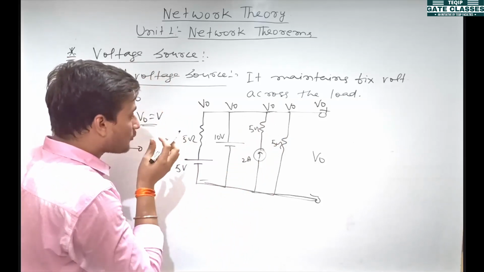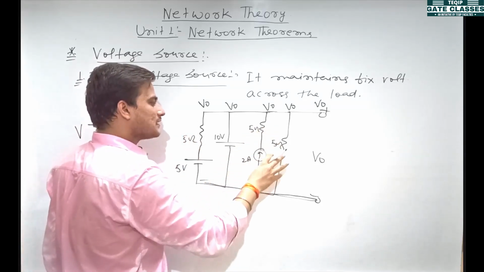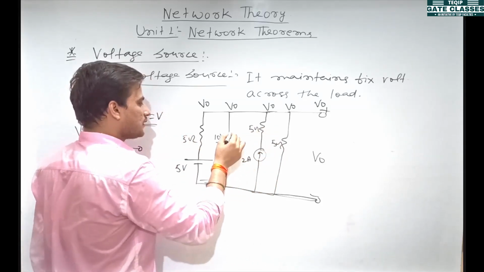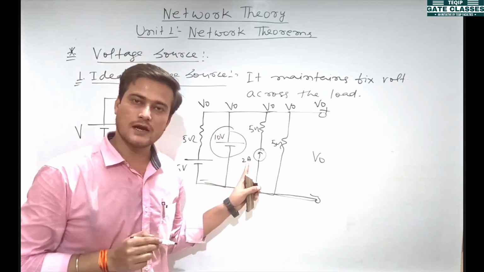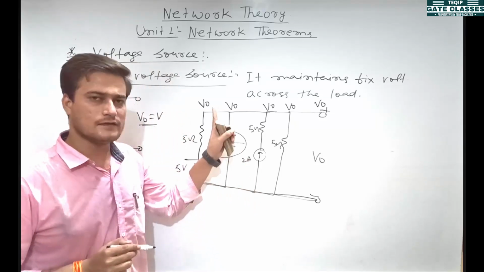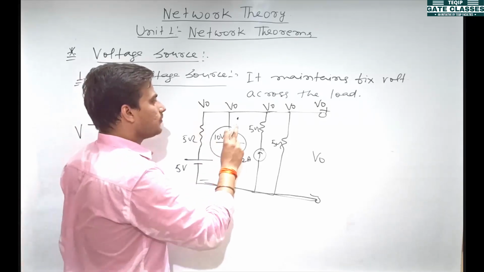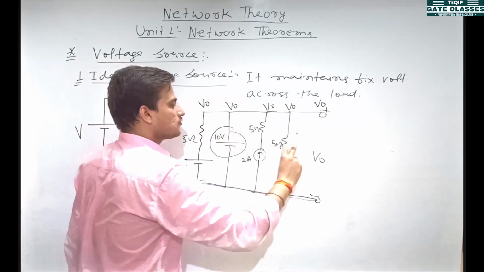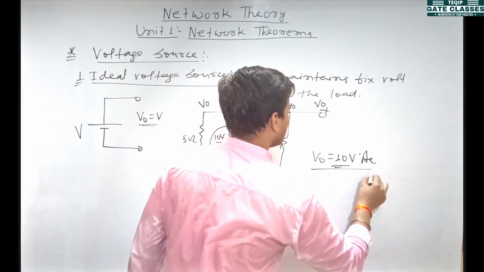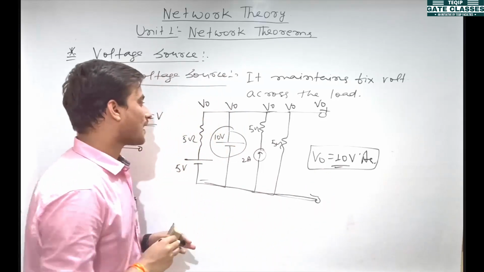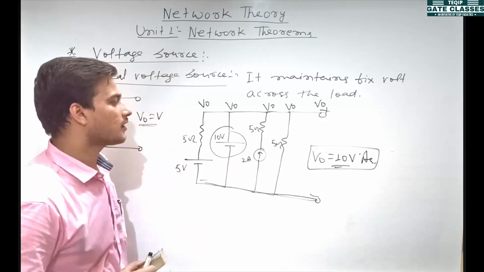So now you have to write the value of V0. Whatever different elements are connected across this circuit, there is one independent voltage source connected in the circuit. Because of this independent source, the total 10 volt will appear across the output. So your answer will be 10 volt. Irrespective of any condition, if there is an ideal independent source, it will maintain 10 volt.